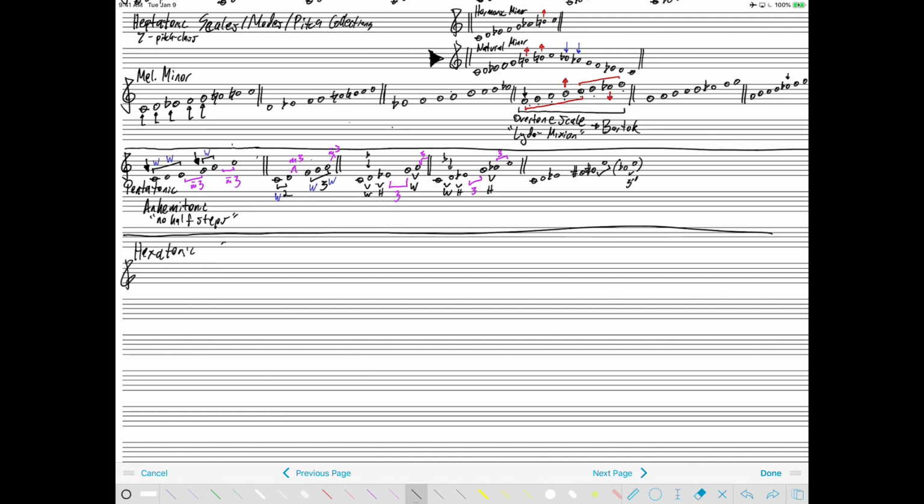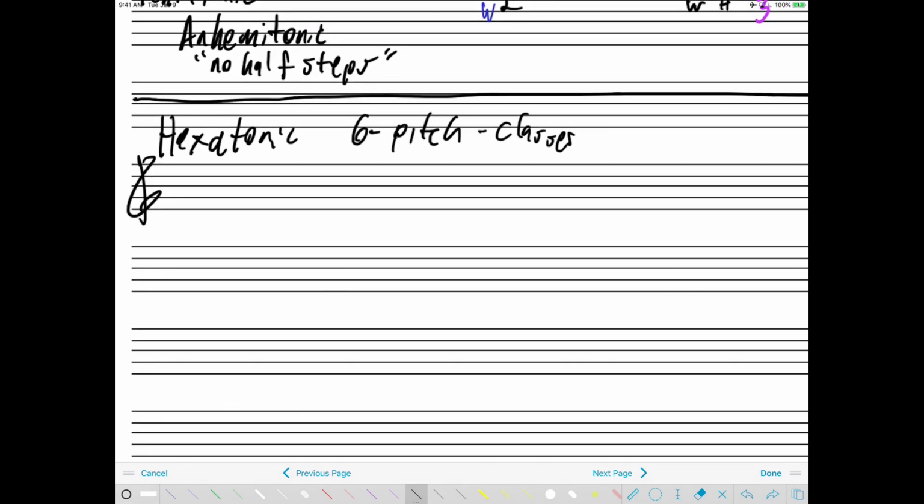Hexatonic means 6 pitch classes. So the most common hexatonic scale that is referred to is the whole tone scale. The whole tone scale is referred to because it is made entirely of whole steps.